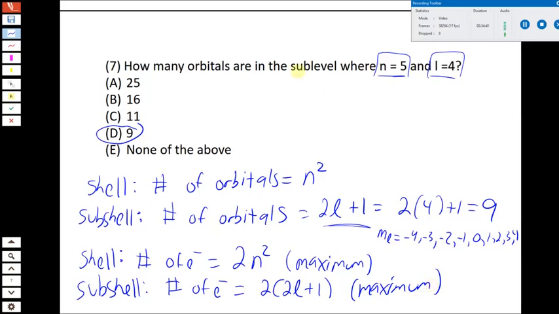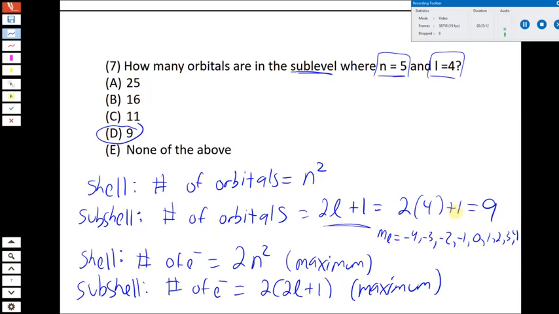Because we're given here a sublevel defined by n equals 5 and L equals 4. So if we use the n squared equation, that would give us 25, but only a portion of those orbitals are going to have L equals 4. The rest of those orbitals would have either L equals 0, L equals 1, L equals 2, L equals 3. We would just want the ones that have n equals 5 and L equals 4, so we have to use the L value to determine that.